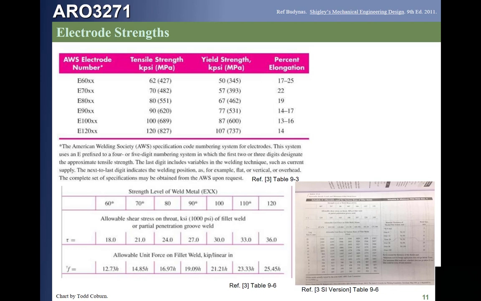So for the electrode, this is where we're going to get the strengths. We're going to get it from either the upper table for the tension strengths and the lower table for the shear strengths. We're not going to use the line strengths at all that are provided here. And over to the right, we have some very difficult to read SI allowables for the same. Okay, we're not going to use those either.